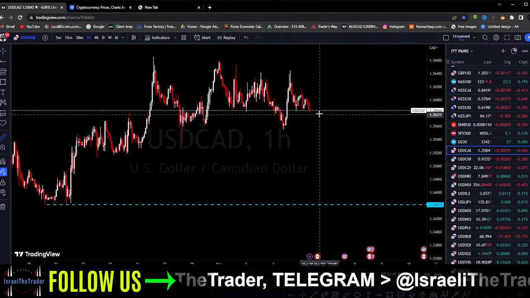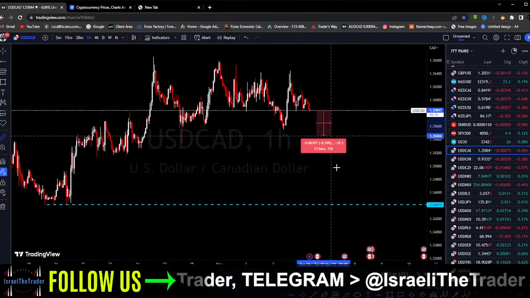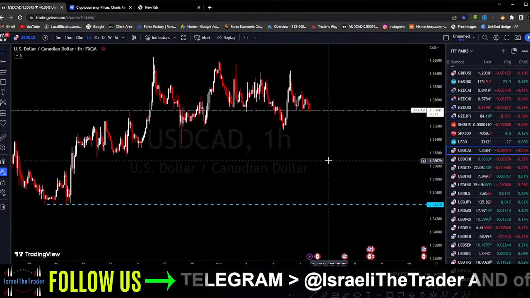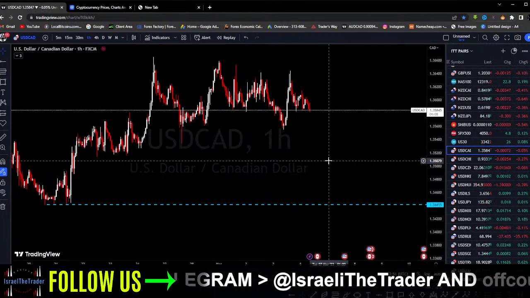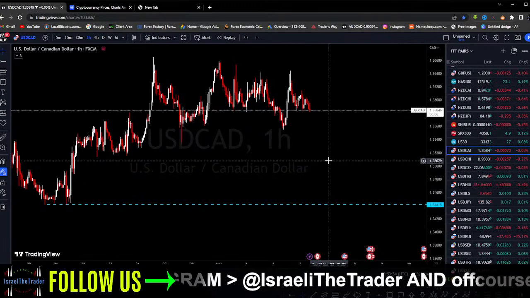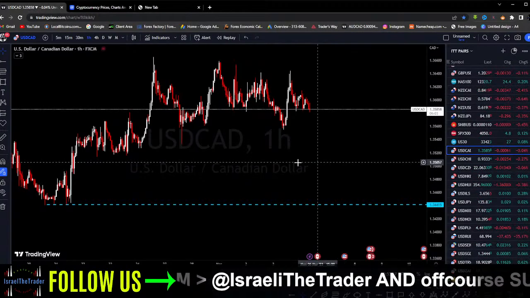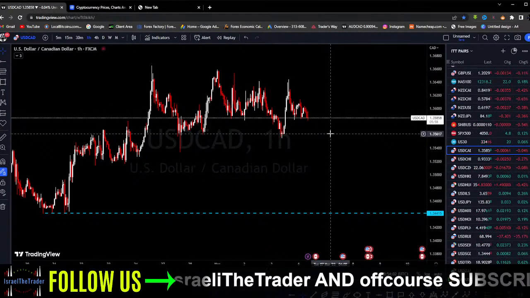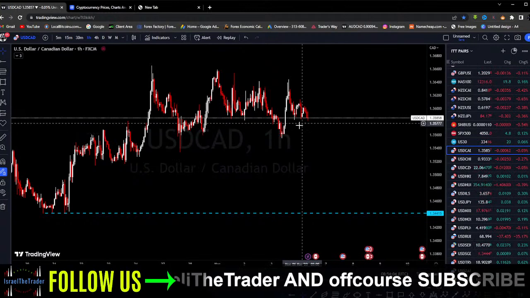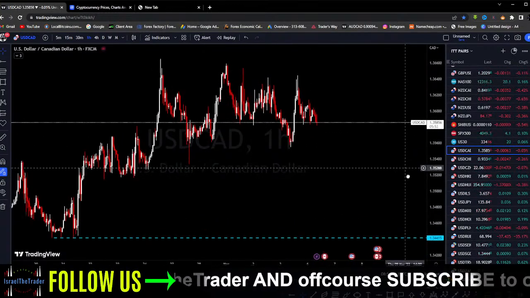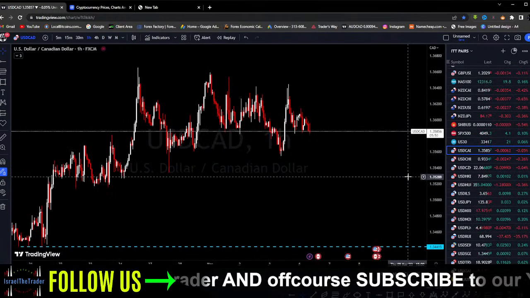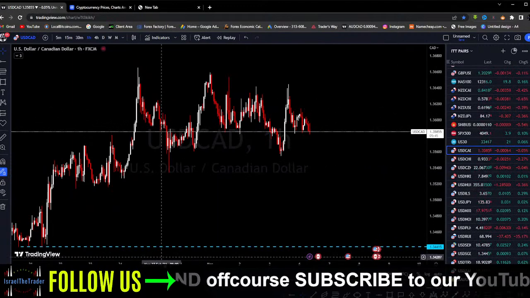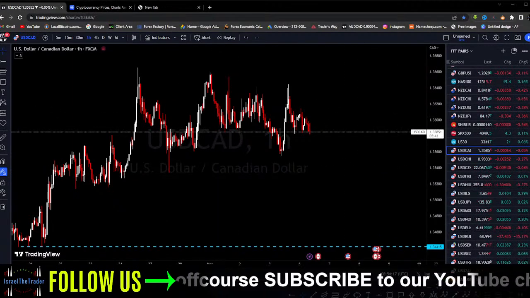So let me measure this to this point, 141 pips. Risking 60 pips for 141 pips, so that's over a 1 to 2 risk reward ratio. And here at ITT, we actually go for at least a 1 to 2 risk to reward ratio. That's the least we go for.